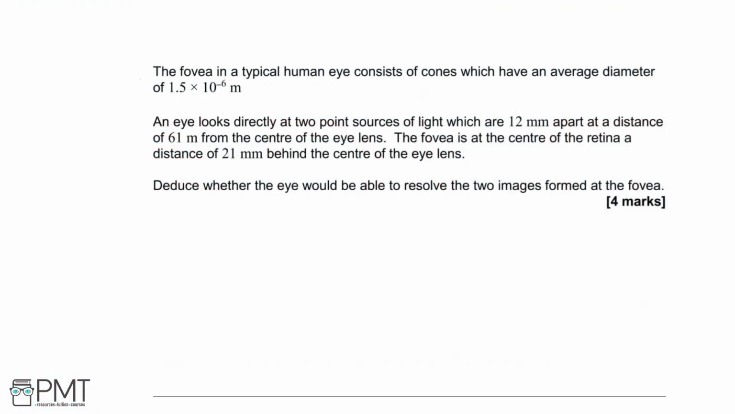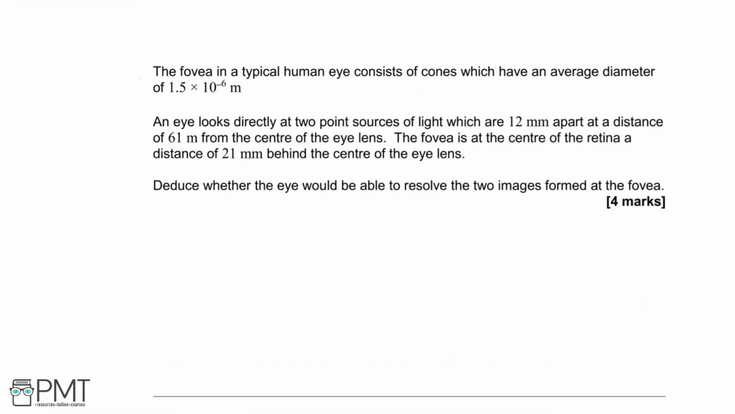The fovea in a typical human eye consists of cones which have an average diameter of 1.5 × 10⁻⁶ meters. An eye looks directly at 2 point sources of light, which are 12 millimeters apart at a distance of 61 meters from the center of the eye lens. The fovea is at the center of the retina, a distance of 21 millimeters behind the center of the eye lens. Deduce whether the eye would be able to resolve the 2 images formed at the fovea.